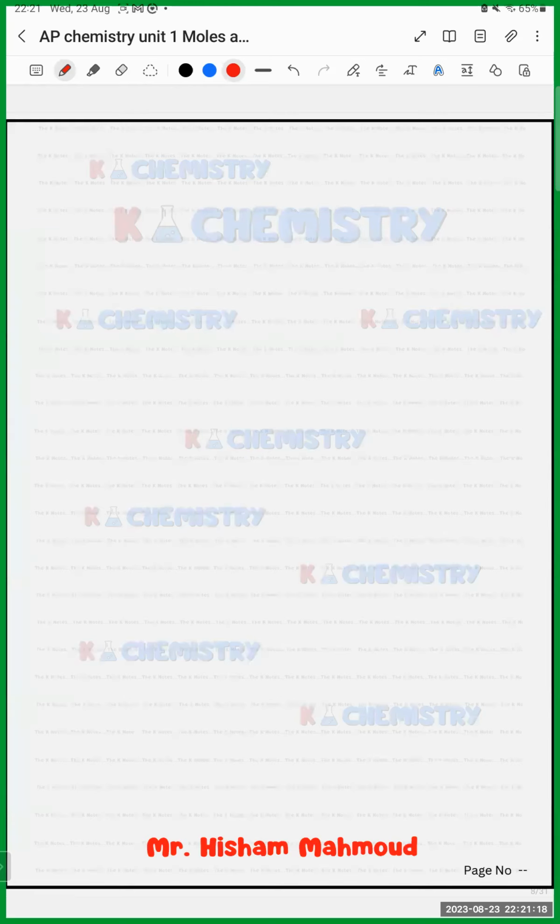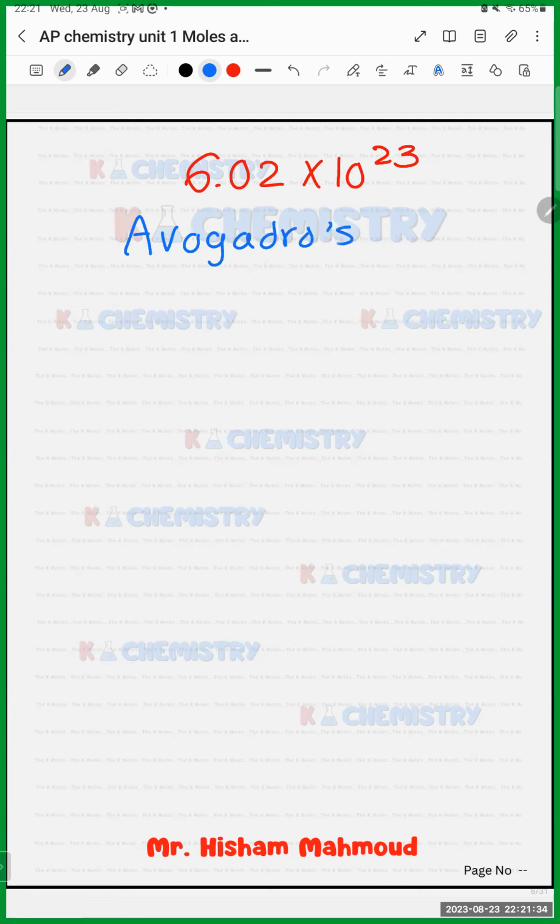The next important part that we need to speak about, continuing what we talked about last time when we mentioned the number 6.02 multiplied 10 to the power of 23, you should know that the name of this number is Avogadro's number. So what is Avogadro's number? This is a big number. It represents the number of particles in a mole of substance.